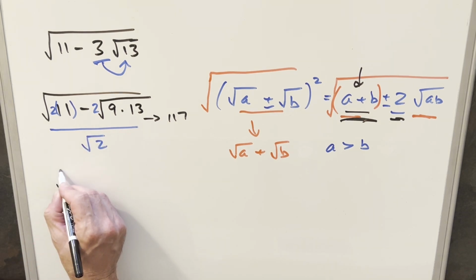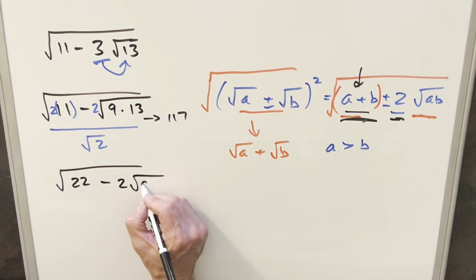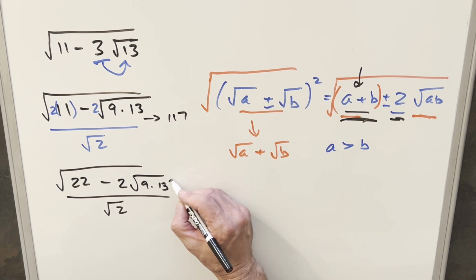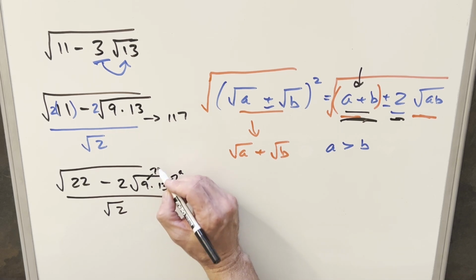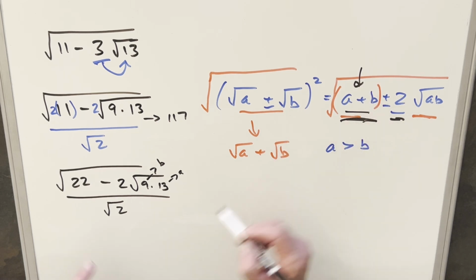So let me just rewrite this to be clear what's happening. So this is going to be 22 minus 2 times, and we'll leave it as 9 times 13. So coming back here, we'll say 13 is our A and 9 is going to be our B. Then a plus b, 9 plus 13, that's going to be 22. So this is just going to work the way we have it.